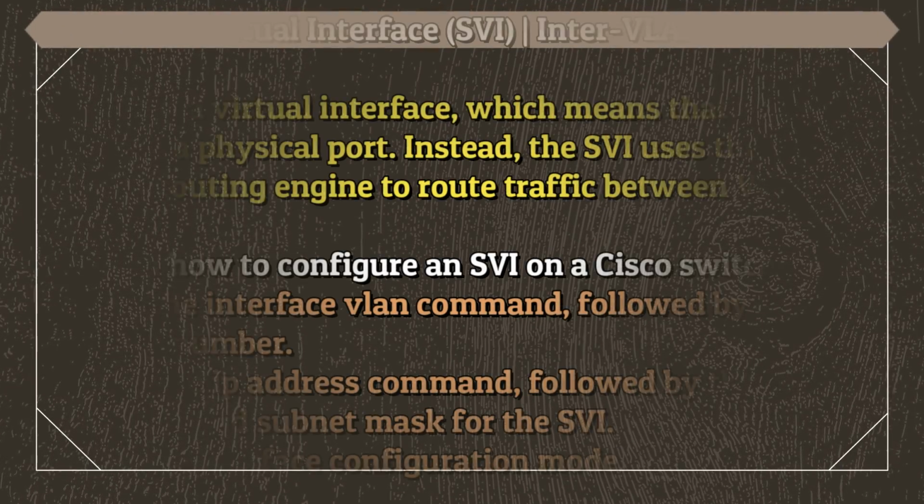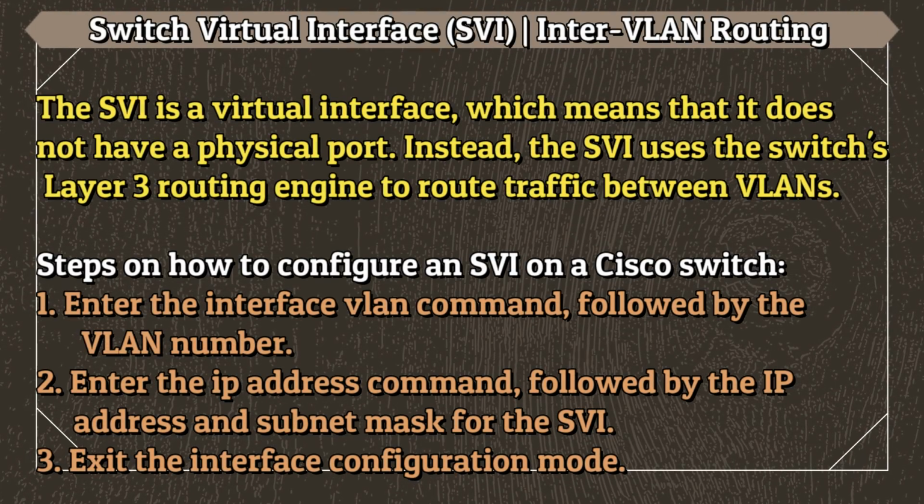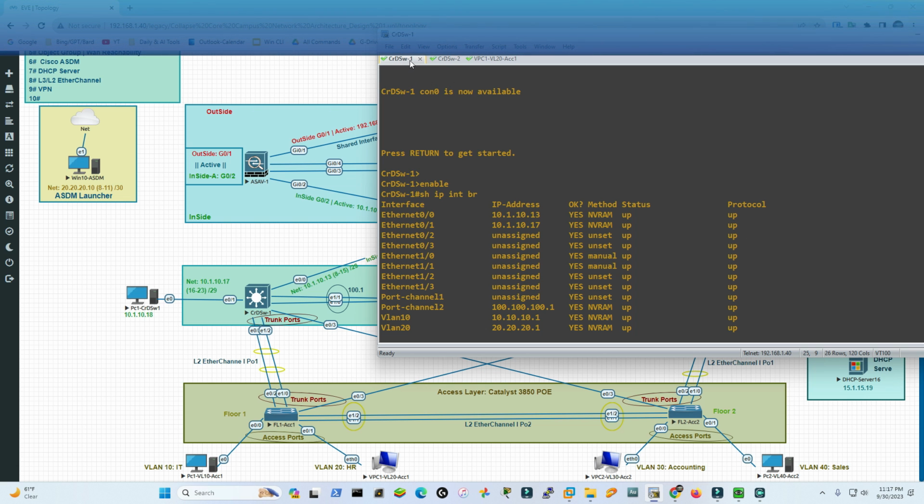And here's a quick picture of the switch virtual interface configuration for inter-VLAN routing. In simple technical terms, it means that without a physical port, with a virtual port, the switch uses its routing engine to route between the VLANs. So take a look here. This is core switch 1.